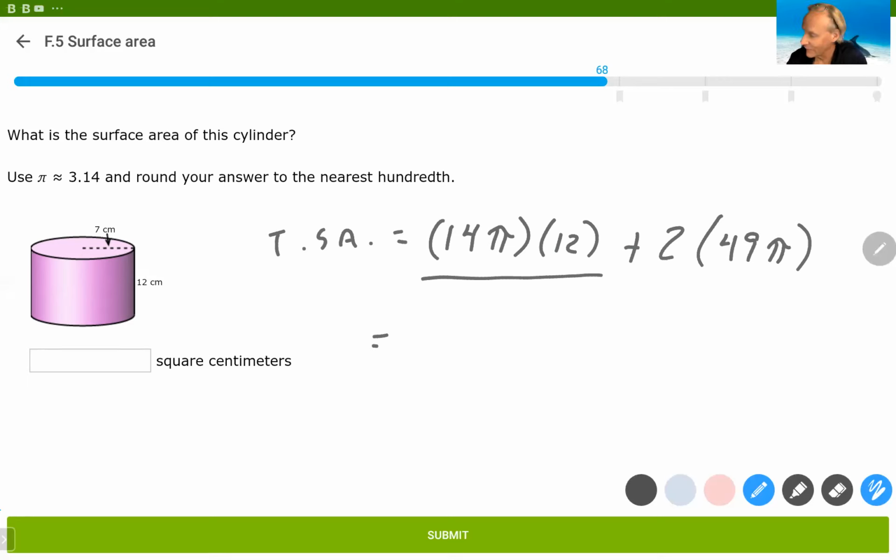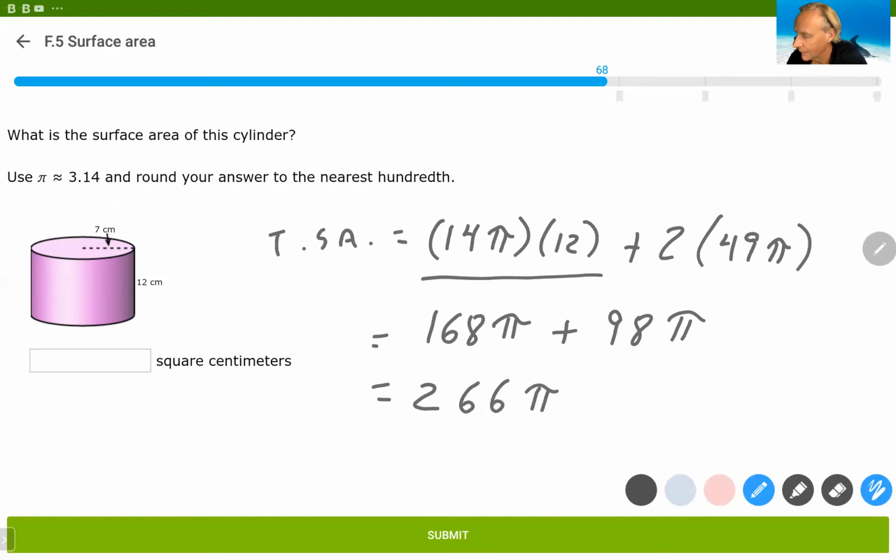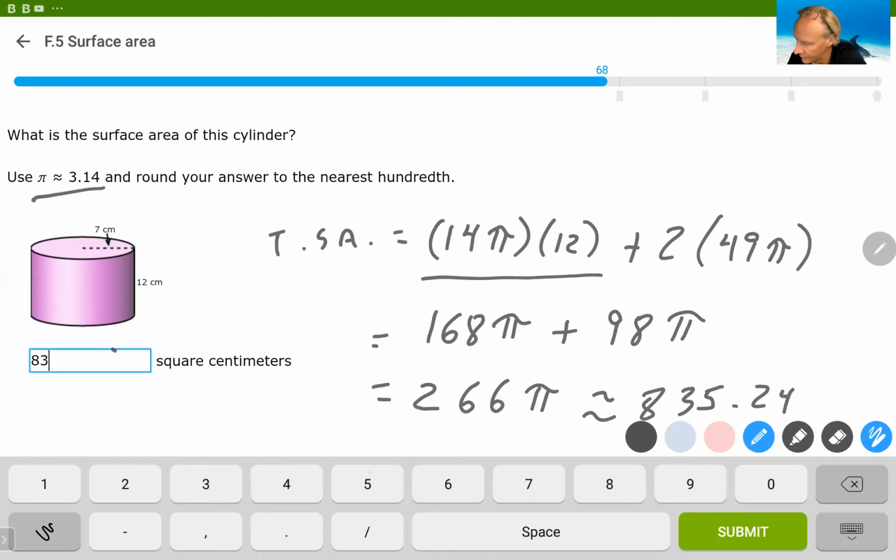And so we have 12 times 14. No, I'm not going to use my calculator. 12 times 14 is 140, and 28 makes 168 pi. Plus 2 times 49, which is 98 pi. And I'm not going to use my calculator. That is 266 pi. Now this is an exact answer. We want to approximate that by putting in the 3.14 like they told us. Let me do that. It's 835.24. And that's in square centimeters.